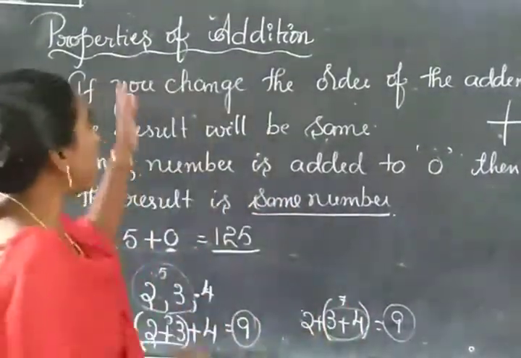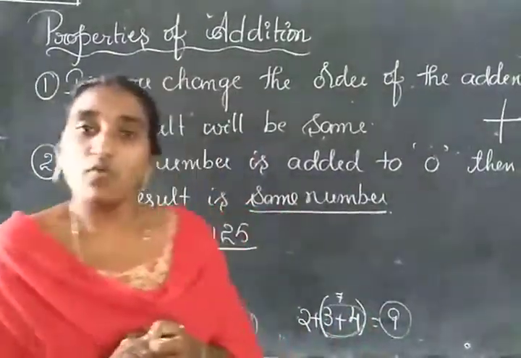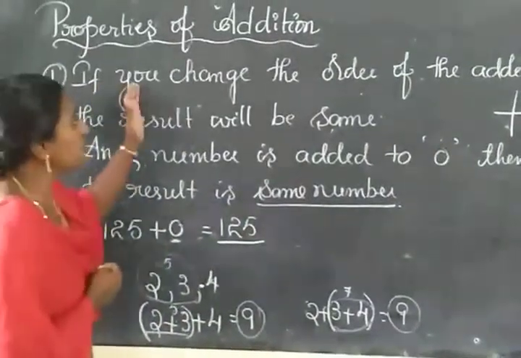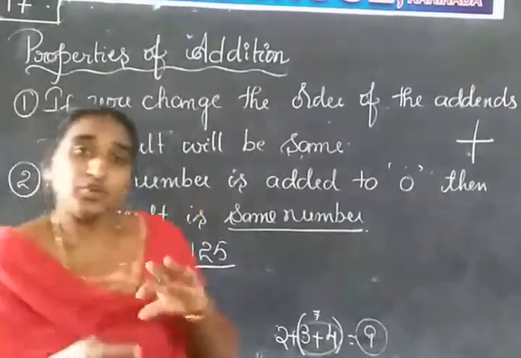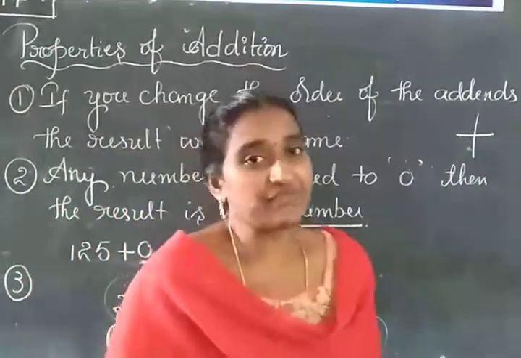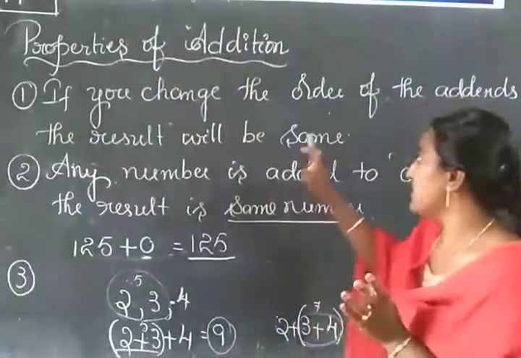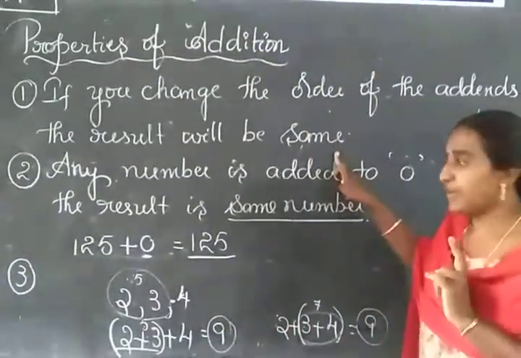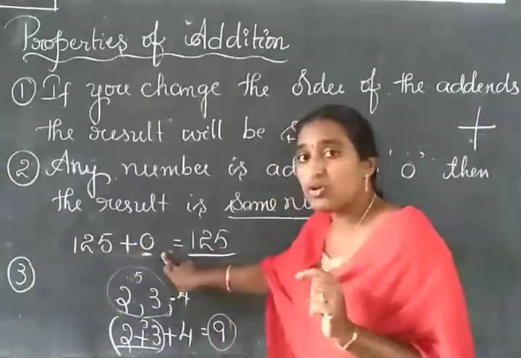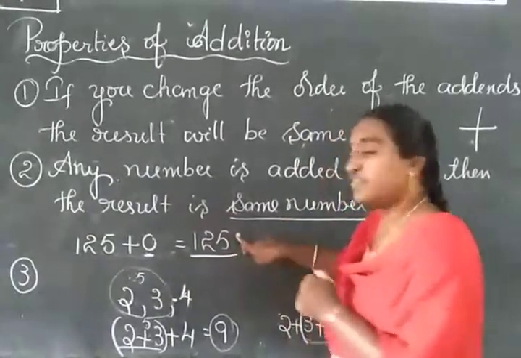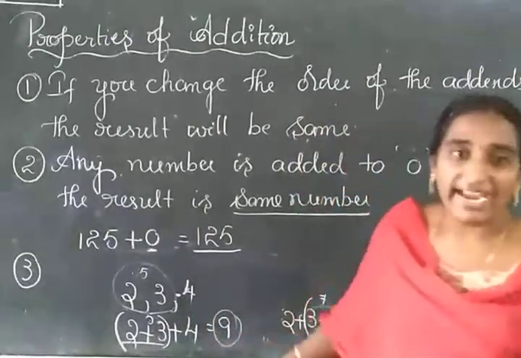And we have some properties of addition. How many properties we have learned here? 3 properties. What are the 3 properties? If you change the order of the addends, the result will be same. 2 plus 3 is 5. 3 plus 2 is 5. Like that, if you change the numbers order, then also the result will be same. That is the first property. And coming to the second property, if you add any number to the 0, what will be the result? The same number will be the result. Then this 0 is known as additive identity.